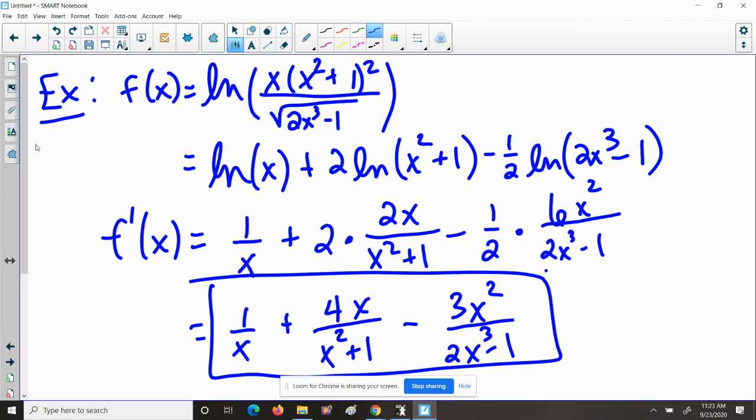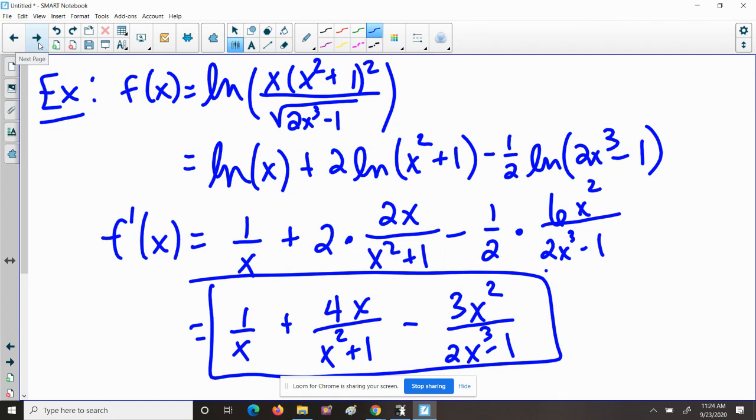Okay. We can use the derivative in the same way that we've used it for everything else. We can find slopes for tangent lines. We can find where functions are increasing or decreasing. Any of those things we can still use the derivative for. Those properties are still the same. We're just now applying them to natural log functions.